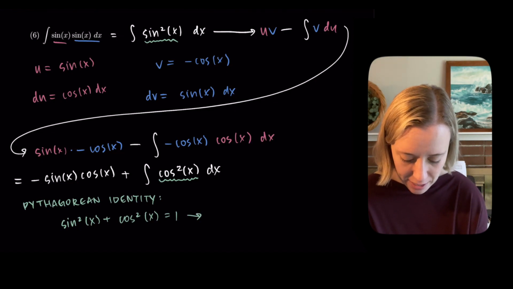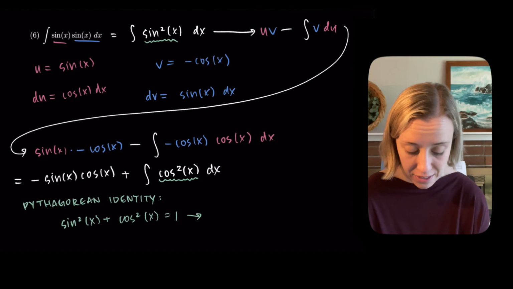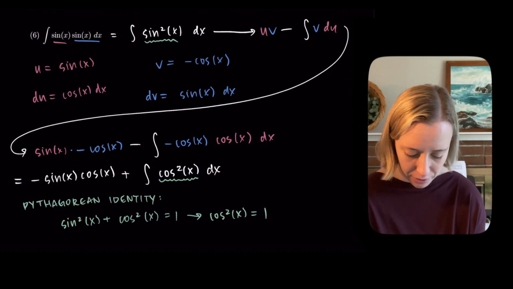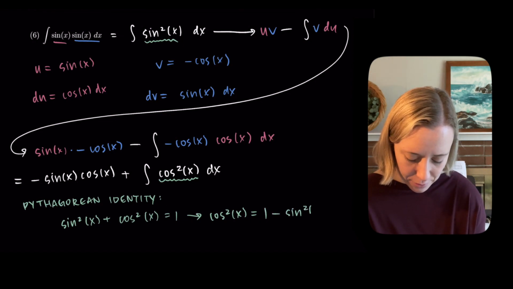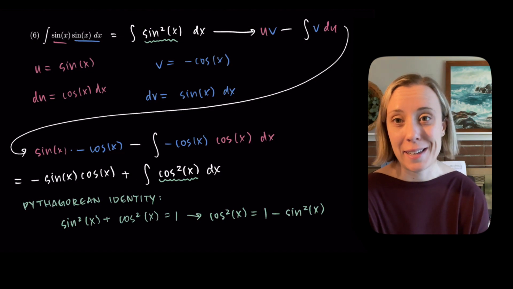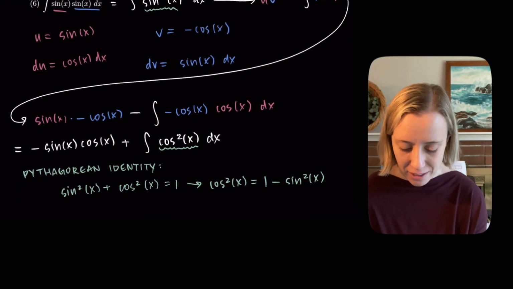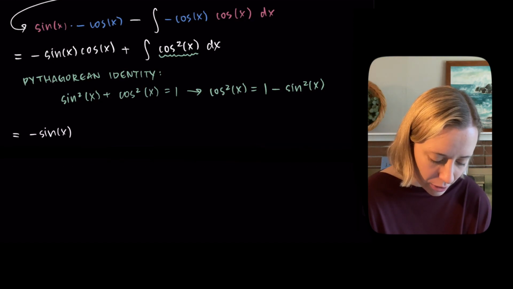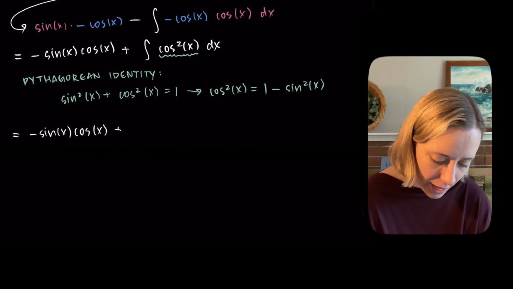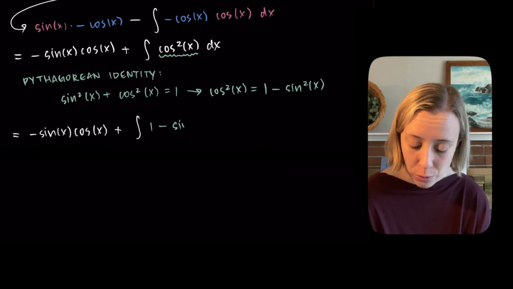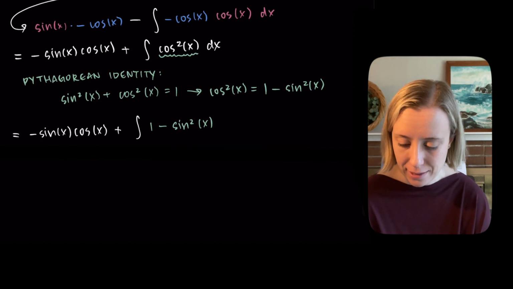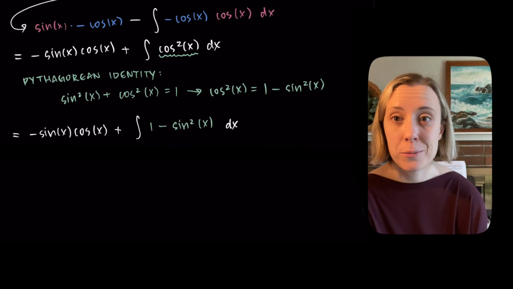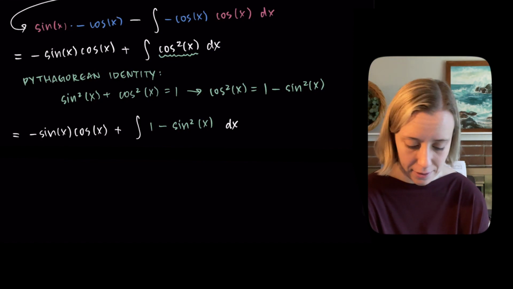Now, that's going to look like moving the sine squared over to the other side of this identity. We're doing some scratch work that isn't part of our integral itself. So I can now say that cosine squared is 1 minus sine squared. Now I'm going to go back to my integral and rewrite it with this in there. My negative sine x cosine x stays, and I'm going to replace that cosine squared x with 1 minus sine squared x. Okay, now I'm seeing that we have a sine squared, which is related to our first integral that also had a sine squared.